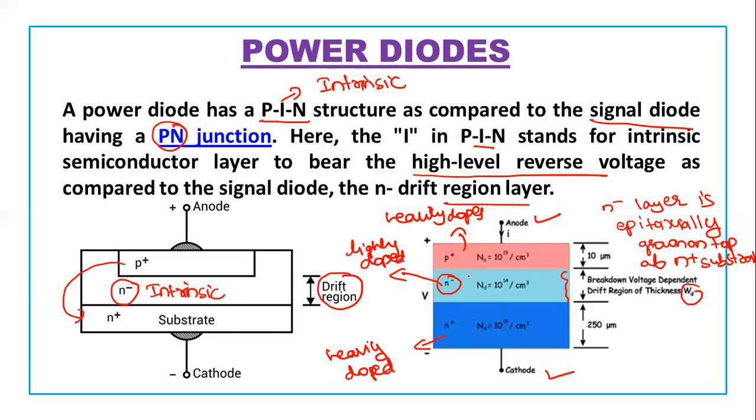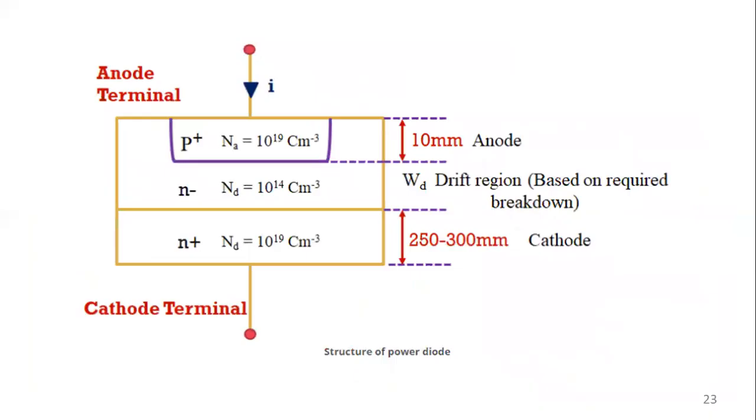So a junction J1 will be formed between the P plus layer and N minus layer, because positive and negative meet there. N plus is heavily doped, N minus is moderately doped. Now let's see what is the advantage of having this N plus and N minus layer, and why not just a PN layer, right? That's a very good question.